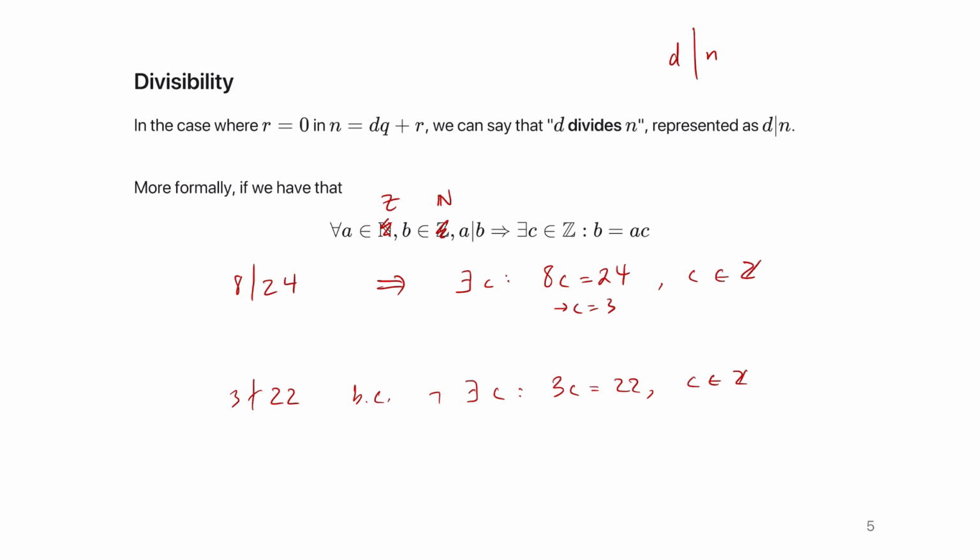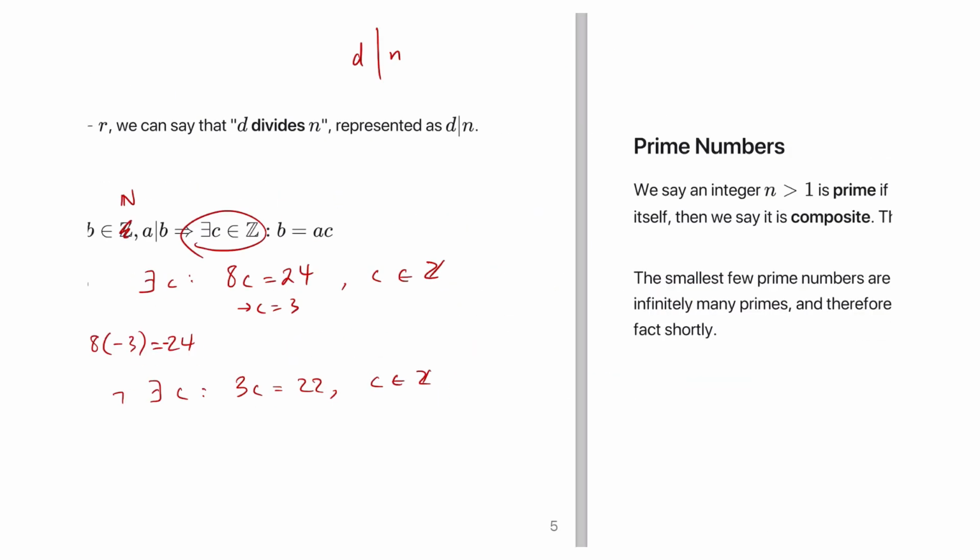Okay? Also, something to note, just as well, I could say 8 divides negative 24. Right? Because I can say 8 times negative 3 is negative 24. Right? C just has to be an integer. It should be negative here. C does not have to be positive. Is that clear? So we can say 8 divides negative 24. Any questions with this? Cool. This is something we've seen before.